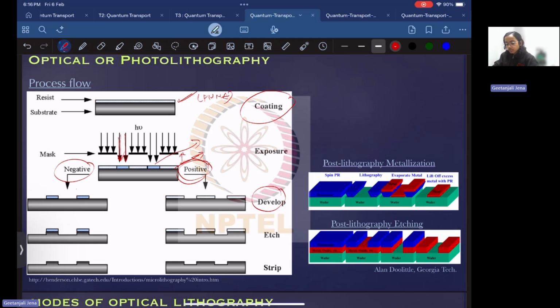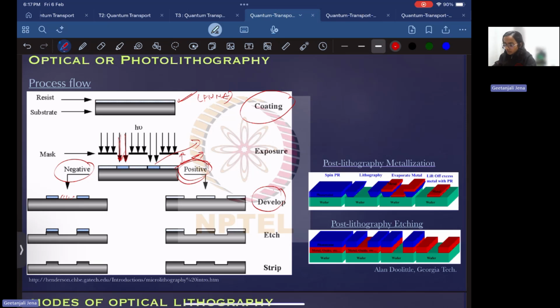In negative, the area which is not exposed to the optical radiation becomes more sensitive to the solvent that we'll use. And what will happen, the solubility of this unexposed area will increase. And whenever we use the solvent in the develop stage, this unexposed area will be removed.